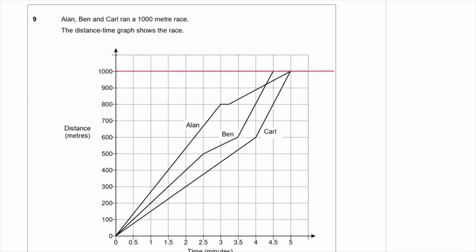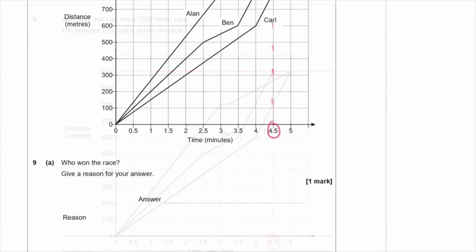So you can see that Ben reaches it here and then Alan and Carl reach it at the same time here. So the person who gets there first is Ben. He gets there at this point here at 4.5 minutes. So who won the race? Ben. So Ben won the race.